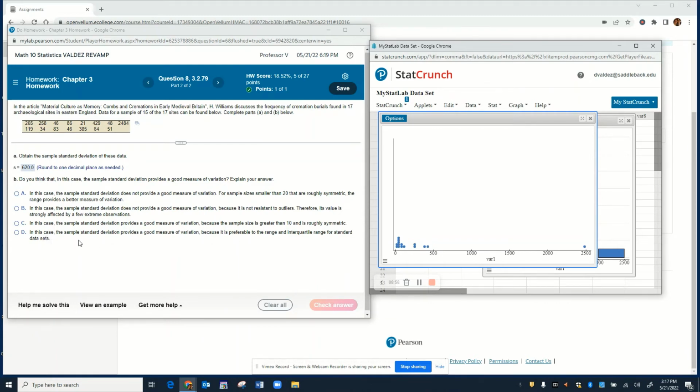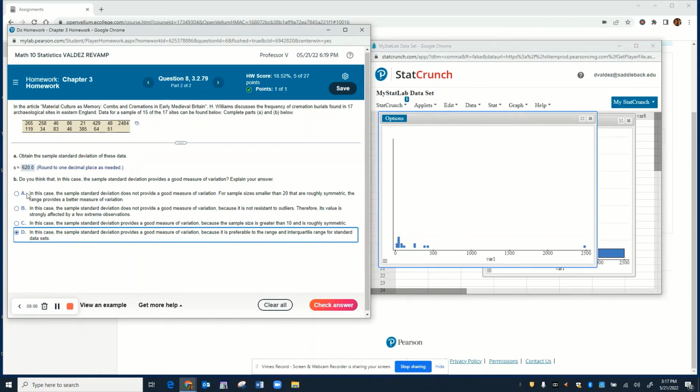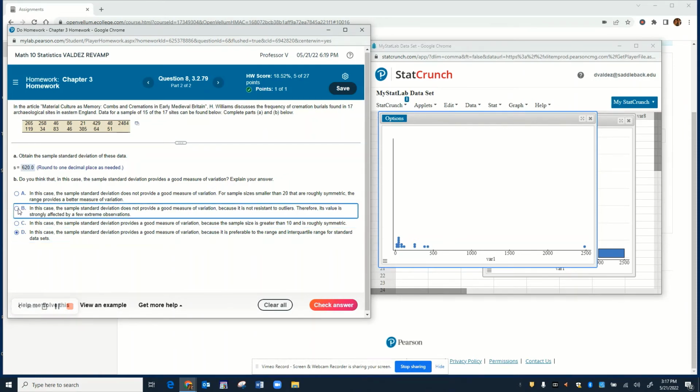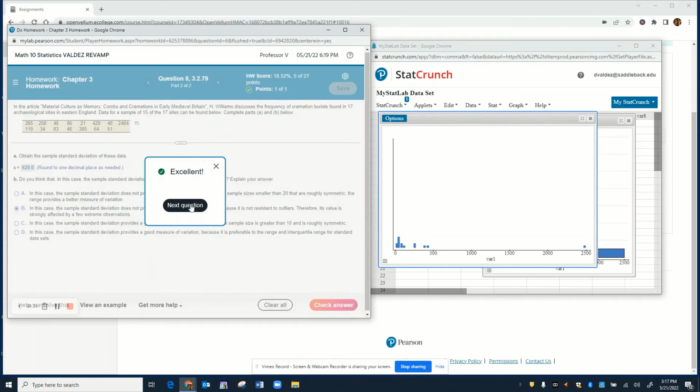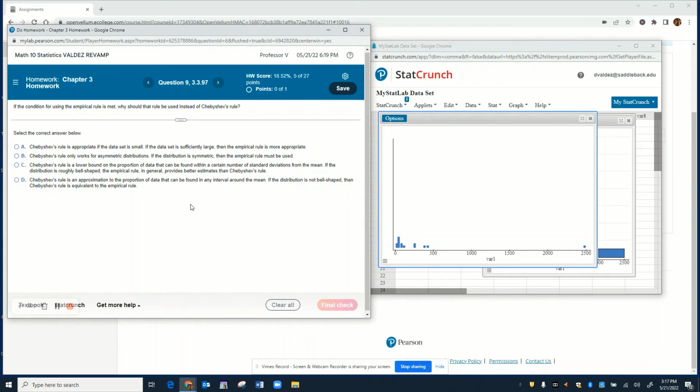D says, in this case, the sample standard deviation provides a good measure of variation because it is preferable to the range and interquartile range for standard data sets. No, so I'm leaning towards B. In this case, the sample standard deviation does not provide a good measure of variation because it's not resistant to outliers. And that 2,484 is definitely making the standard deviation larger, right? And not accurately express the spread of the data. The data is not all that spread out, you know. Let's check. Look at us. We're so good. Okay. So that's it for standard deviation.